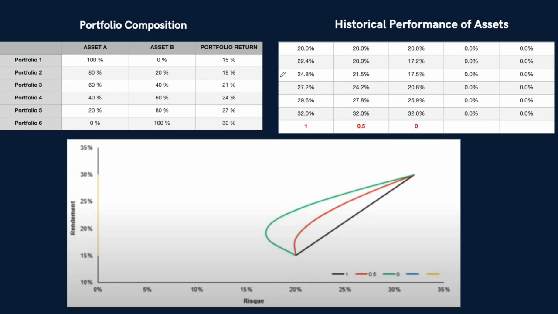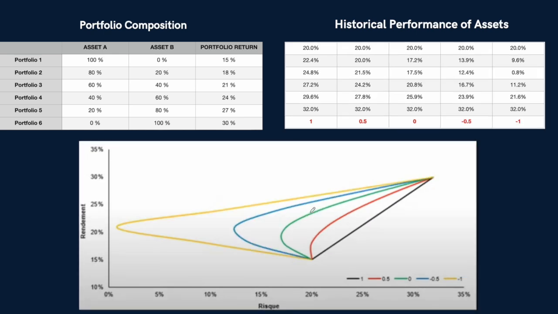And so, if we continue on the graph with a correlation of 0, we can see that with 25% risk, we can target a much better return, which means getting more of the volatile asset, and so on, and so on.